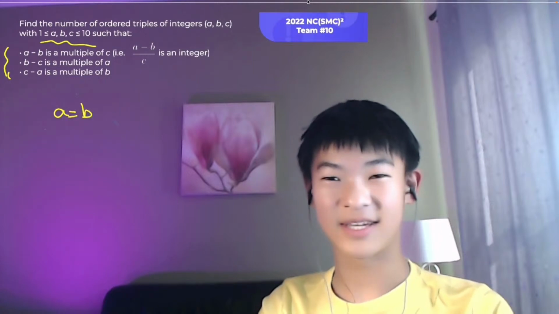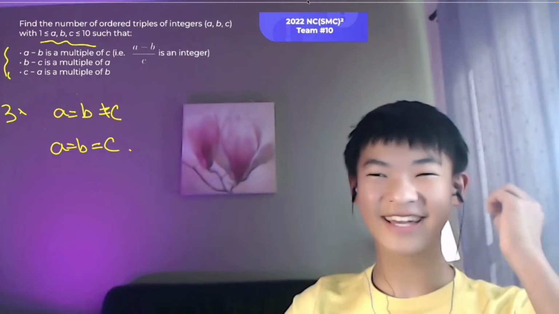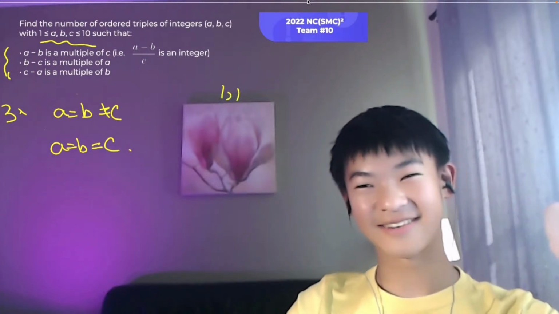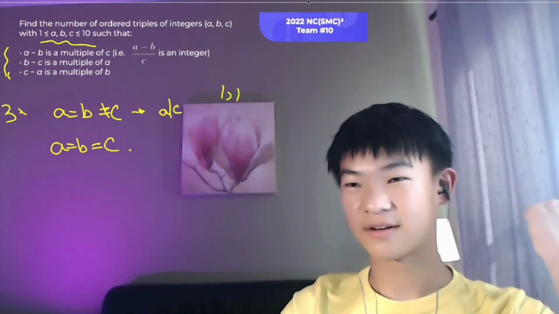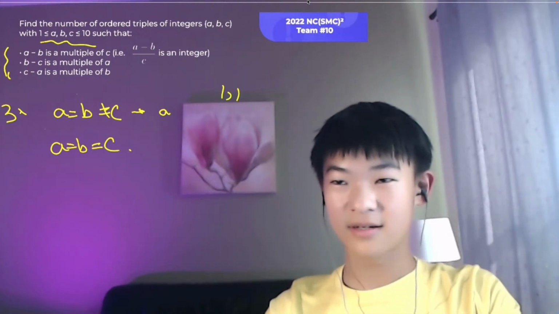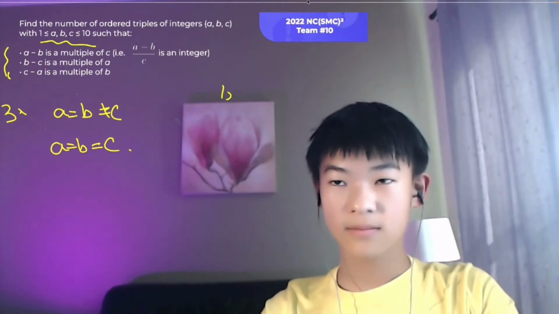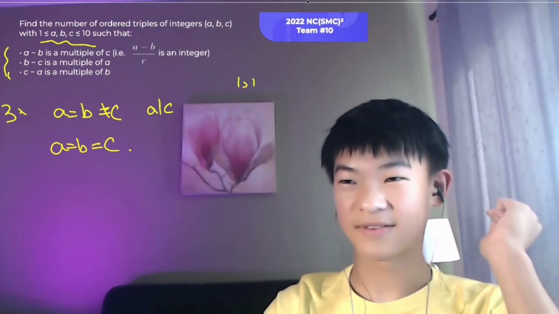We'd have A is equal to B, not equal to C, and 3 times this, because we have permutations, and then 1 times A equals B equals C. So, all right, back to what we were doing earlier then. If A and B were 1, then right here we got that C is a multiple of A and B, so A divides C. Therefore, we would have 10. All right, I'll make this a little bit neater. So we have A divides C. So if A and B were 1 and 1, then there'd be 10 ways.